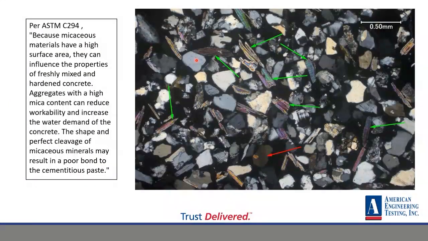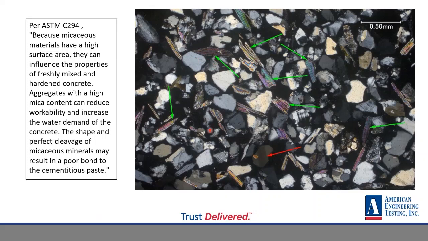All right, another one we look for is micas, and I'm just going to read this on the side here. So per ASTM C294, which is that descriptive nomenclature, because micaceous materials have a high surface area, they can influence the properties of freshly mixed and hardened concrete. Aggregates with a high mica content can reduce workability and increase the water demand of the concrete. The shape and perfect cleavage of micaceous minerals may result in a poor bond to the cementitious paste.